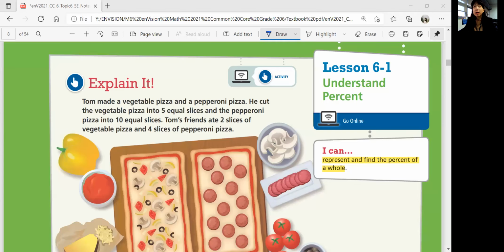Okay, so let's look at lesson 6-1, understanding percent. In this lesson, we'll be able to represent and find the percent of a whole. Let's look at explain it.